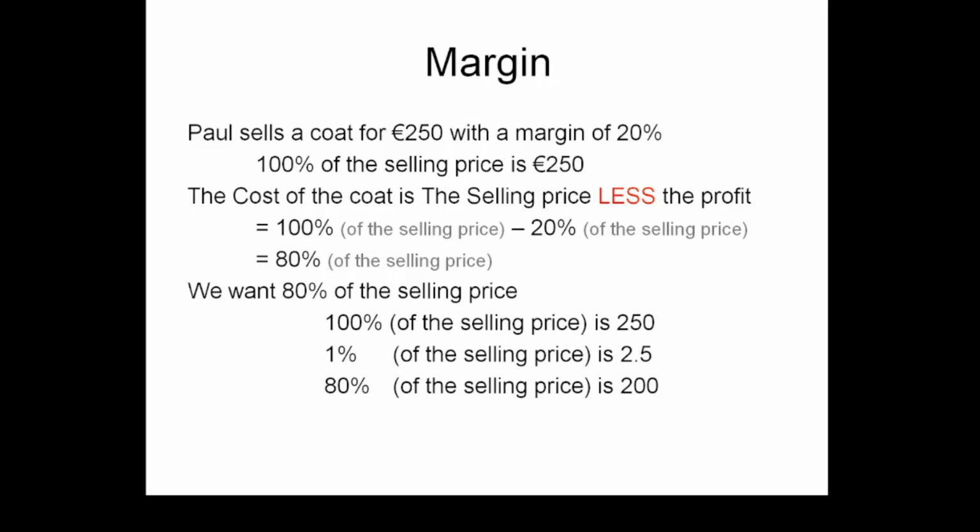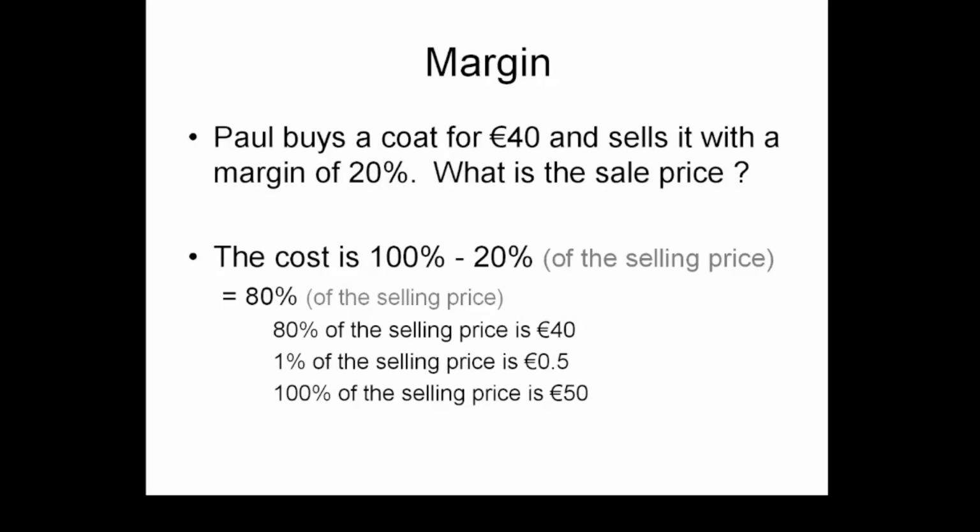So we had 100%, which was 250. We find 1% by dividing by 100, and then we can find 80% of the selling price, which is €200. So exactly the same answer that we got the last time, but a direct method of moving from one percentage to another using the unitary method.